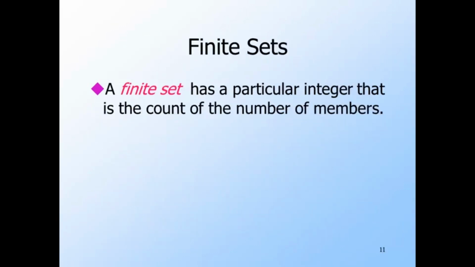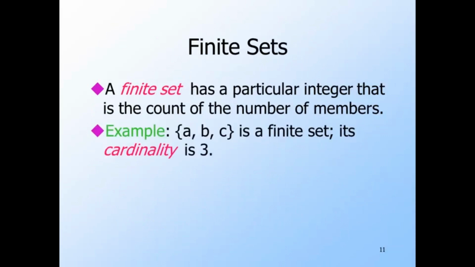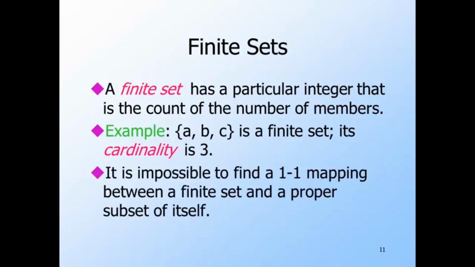We have an intuitive notion of when a set is finite or infinite. A set is finite if there is a particular integer that is the count of the number of members of the set. The term for the count of the number of members is cardinality. For example, the set containing A, B, and C is a finite set, and its cardinality is 3. The formal definition of a finite set is one for which it is impossible to find a one-to-one correspondence between the members of the set and a proper subset of that set.